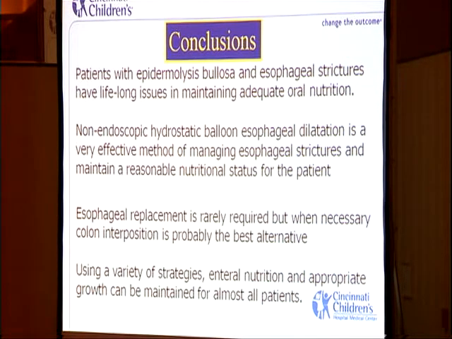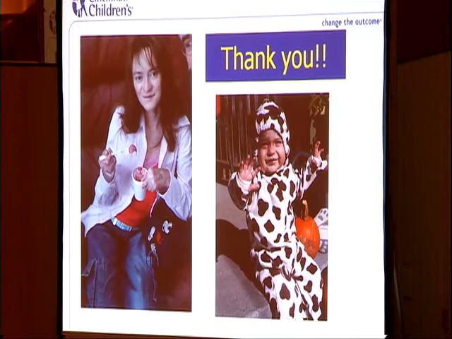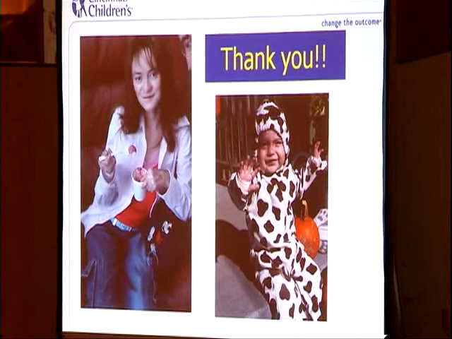Using a variety of strategies, including gastrostomy, enteral nutrition can maintain appropriate growth and lead to a good quality of life for most of our patients. Thank you very much for this opportunity.